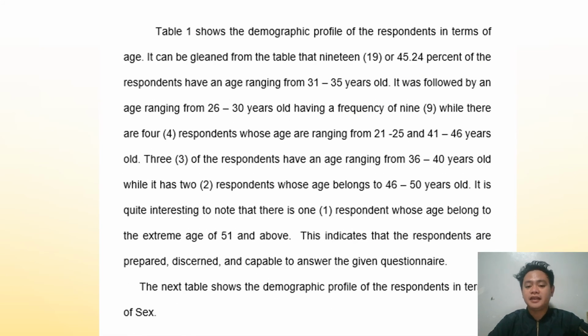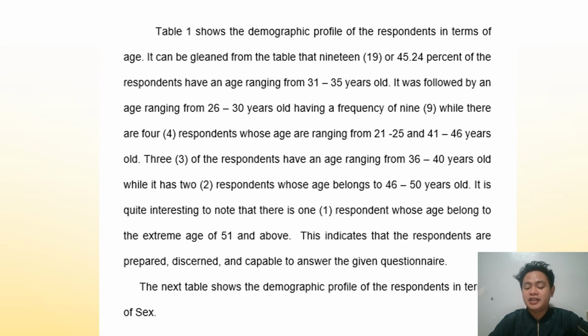So definitely, let's go back. Our table needs a name. Okay? So Table 1 shows the demographic profile of the respondents in terms of age. It can be gleaned from the table that 19 or 45.24% of the respondents have an age ranging from 31 to 35 years old. So meaning to say, in interpreting, only what is contained in the table is what you interpret.